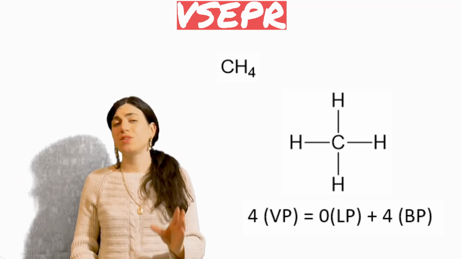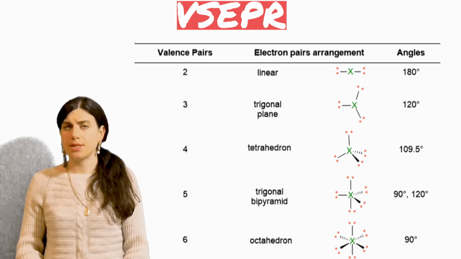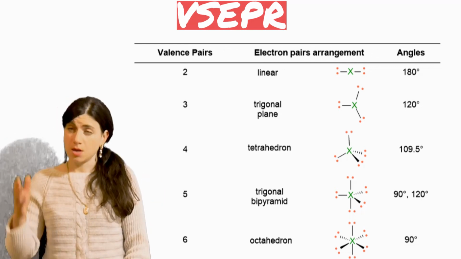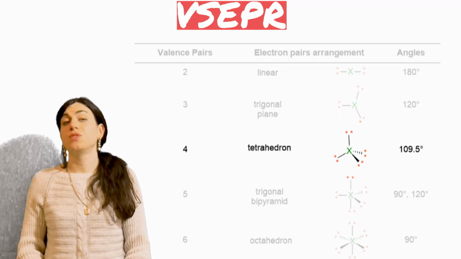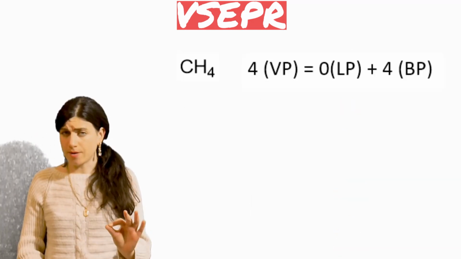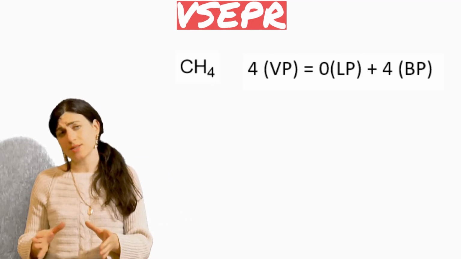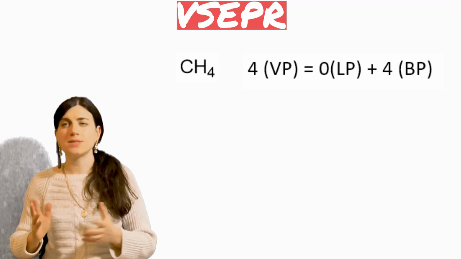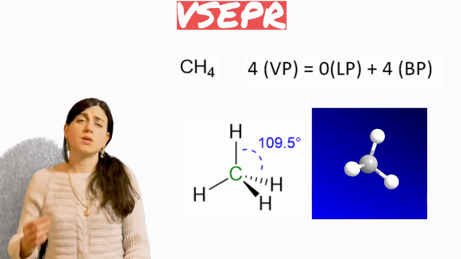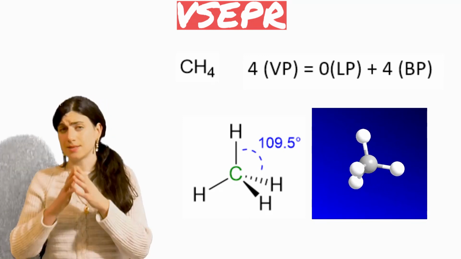So we have now the VP number. Let's take our table, and as you can see from the table, with VP equal to 4, we have the electron arrangement of the tetrahedral. So now, since we have 0 lone pairs, as I told you, the electron arrangement equals the molecular geometry. What does it mean? This means that tetrahedron is also the molecular geometry of methane. So the exercise is ended.